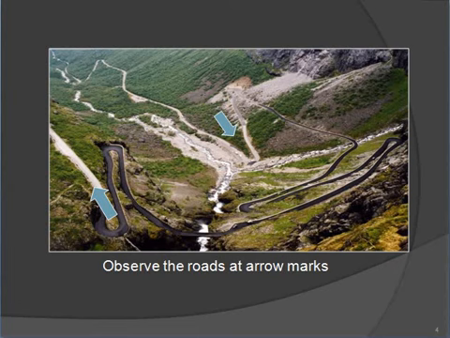Before that, a small image you see here. Observe the roads at the arrow marks. So this is the arrow mark. So this is the gradient. Gradient actually means slope. The roads which go through hilly areas or any plain areas, connecting from down to up, is nothing but slope. That is gradient.